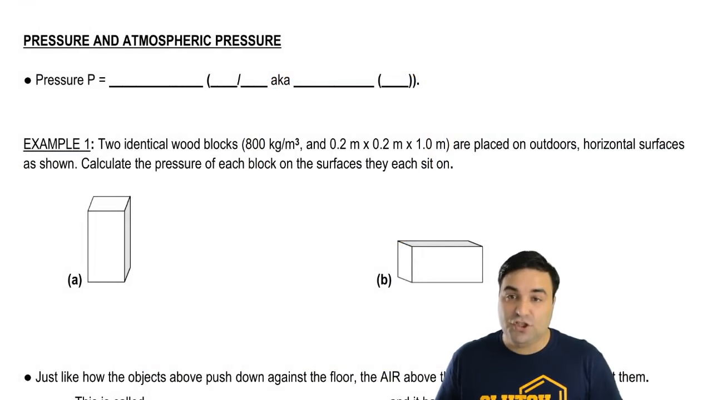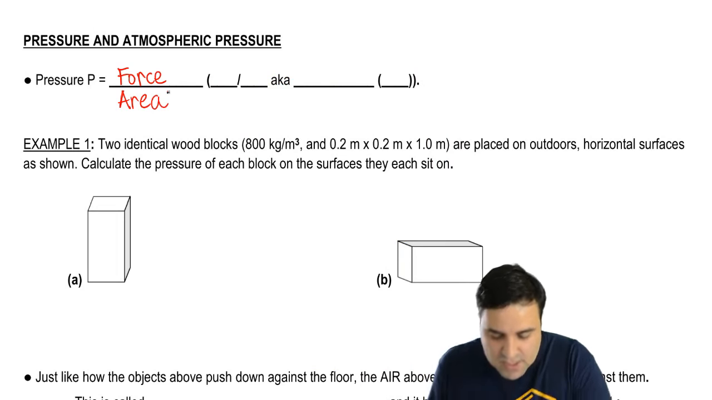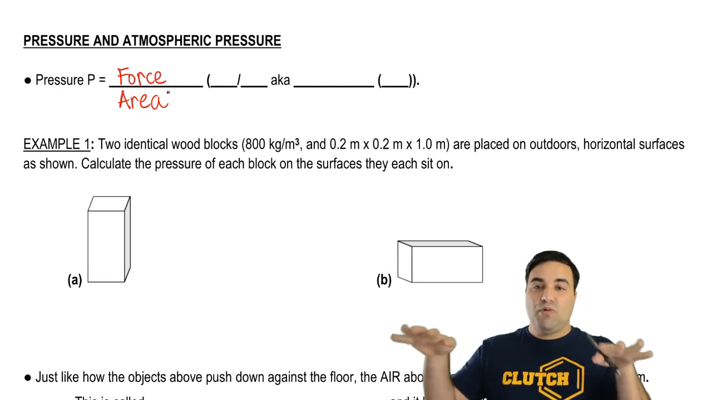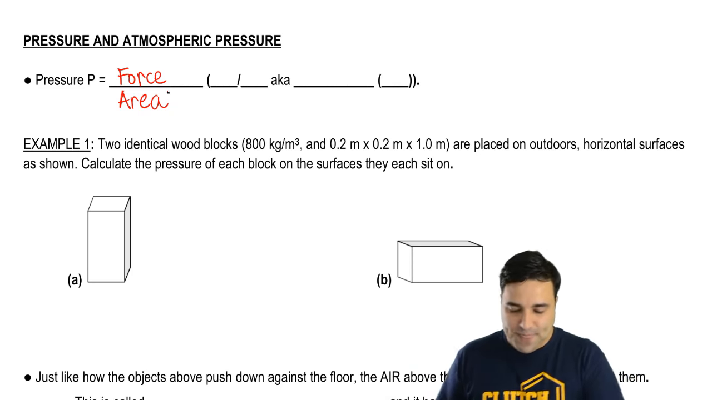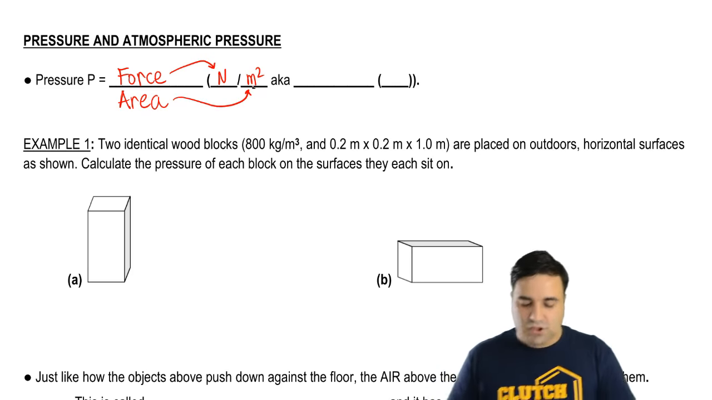All right, so pressure is defined as force divided by area. So it's a measurement of how much a particular force is spread out over a surface area. And it has units of Newton per square meter, and that's because force is measured in Newtons and area is measured in square meters.